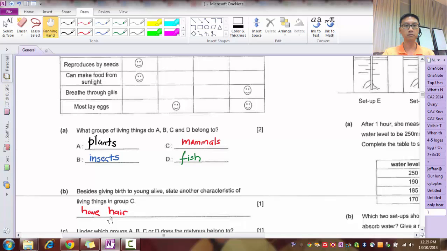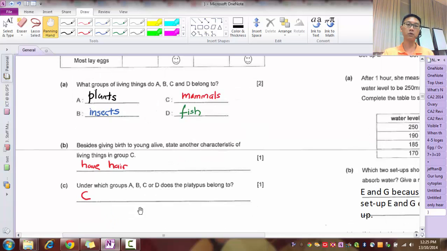Now, under which group does a platypus belong? The platypus belongs to mammals. It's a mammal, so it belongs to group C.